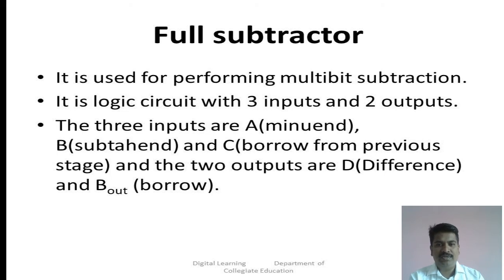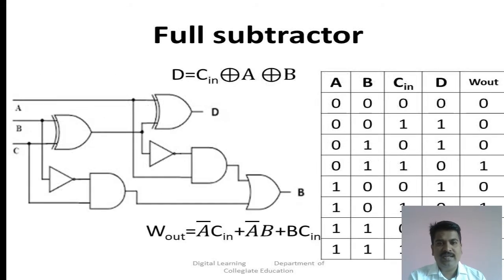So here the inputs are A and B, sorry, three inputs. Here it is three inputs. Three inputs are A, B and C. A is called minuend, then B is called subtrahend, and C is the borrow which is taken from the previous stage. And as we know, the two outputs are the difference and the borrow. Okay, so you have to be careful here. Here we have three inputs and two outputs. We move on to this truth table.